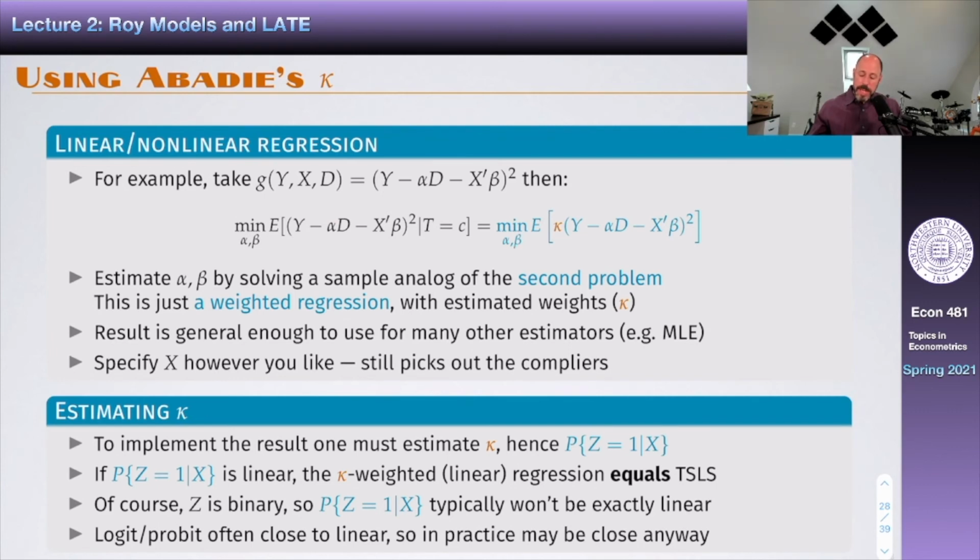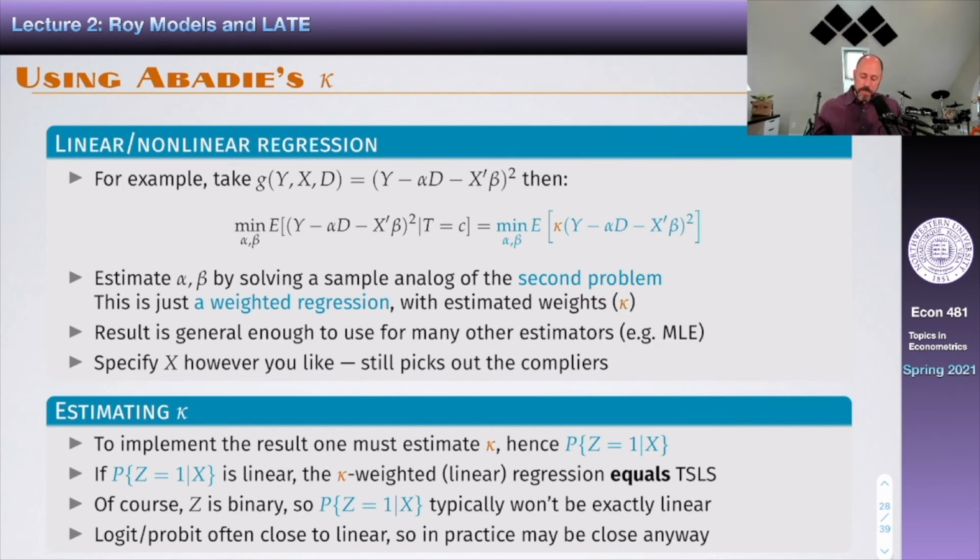And so now, as I said, kappa, well, let me not jump ahead. So I say estimate alpha and beta by solving a sample analog of this second problem. This is a weighted regression that requires these weights kappa, and you can estimate these kappa weights easily. Okay, and this result, as I wrote here, is general enough to use in many other estimators like maximum likelihood and so on, but here we'll just use it for two-stage least squares.